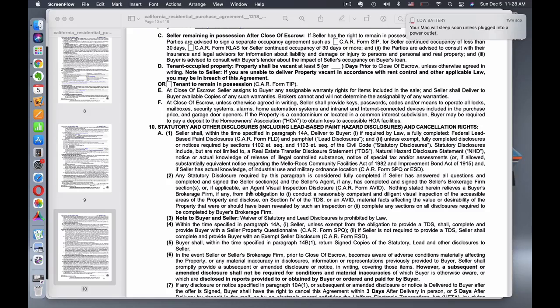Also, we will do what's called a visual inspection. So we walk through and tell you the condition of the property. We're not invasive like a home inspector. We're not doing an in-depth inspection like a home inspector does.